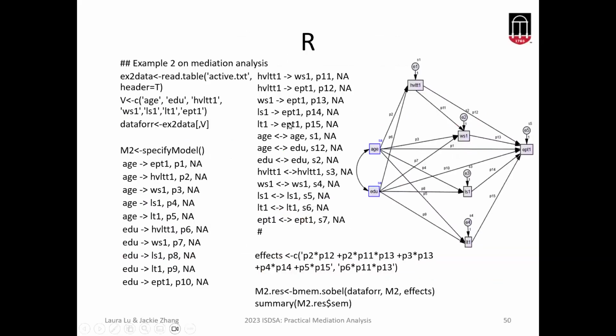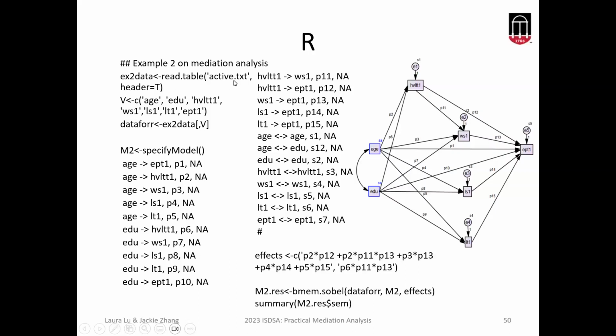So let's look at this. This is the model we're trying to test. We have age as an independent variable here, and EDU, another independent variable, so two independent variables, and EPT is the dependent variable. By the way, we use the first wave of data because we have 6 waves. To simplify the question, we just use the first wave. And look at these mediators. We have HVLTT, WS, LS, LT. We have 4 mediators.